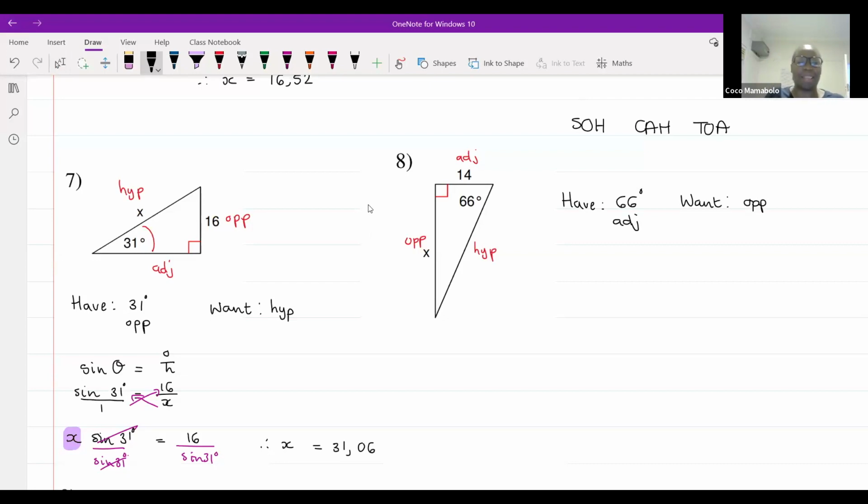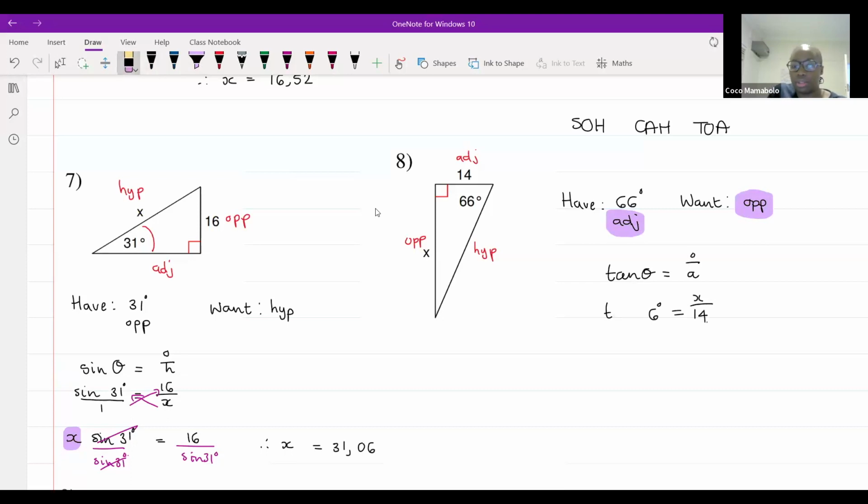All right, step number 3 is to use an equation. Guys, help me out. Which equation am I going to use? Which one uses adjacent and opposite? Absolutely, thank you, Emmanuel, thank you, Kulani. So I'm going to use tan of theta is equal to opposite over adjacent. I'm going to substitute tan of 66 degrees is equal to opposite, which is x, over adjacent, which is 14.